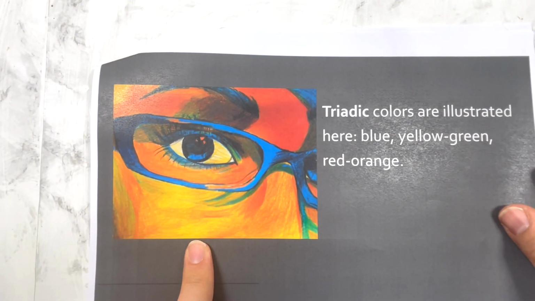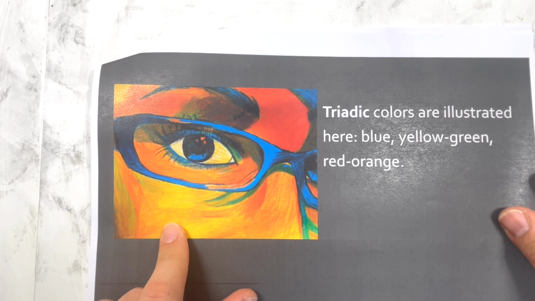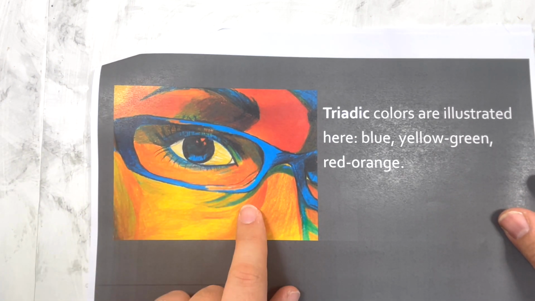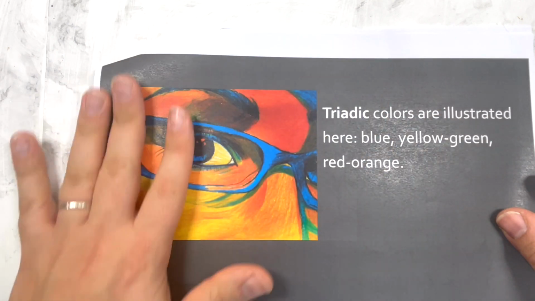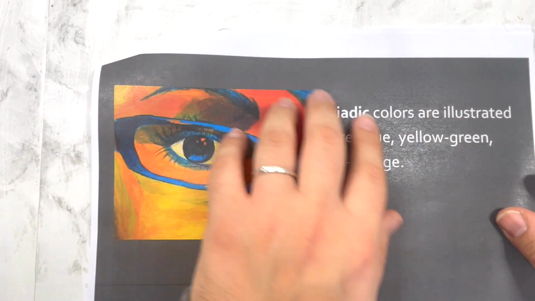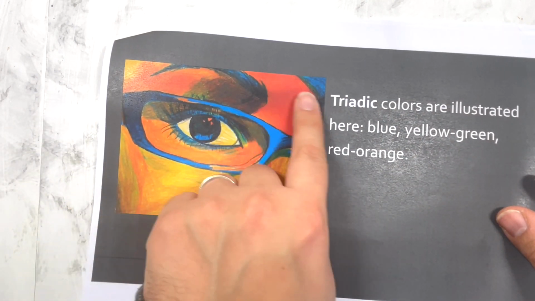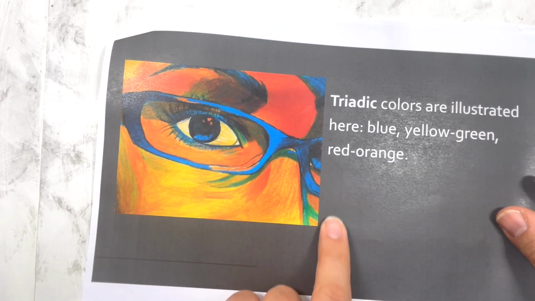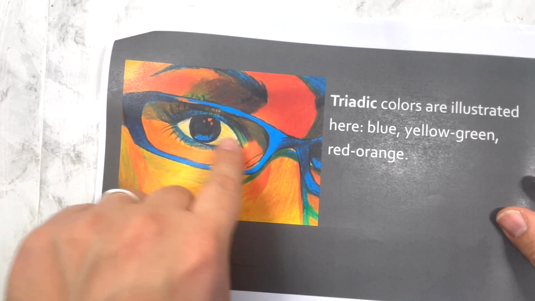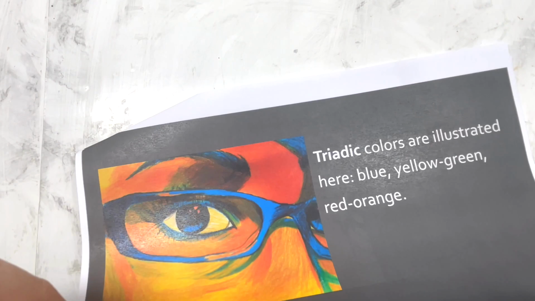Okay, this one is an example. Triadic colors are illustrated here: blue, yellow and green, and then an orange. Look how nice it works together. And maybe the main color here is the yellow and the orange with an accent of blue and the green there. It works really, really nice.